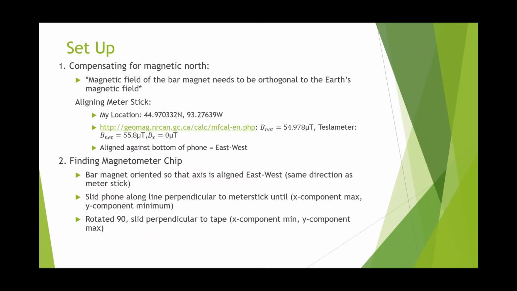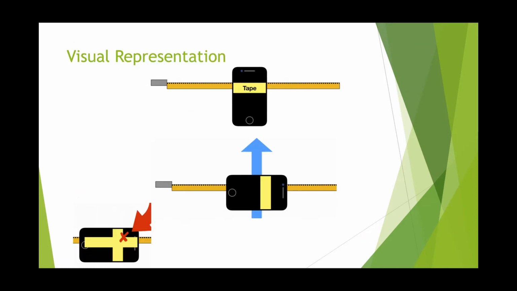I then found the magnetometer chip in my phone by orienting the bar magnet so that it was aligned with my meter stick. I then slid my phone along the line perpendicular to the meter stick until the x component was at a max and the y component was at a min. I then rotated it 90 degrees and slid my phone perpendicular to the tape I had put down before and got an x component min and a y component max, and then taped again. This was my magnetometer chip. It was in the upper corner of my phone.